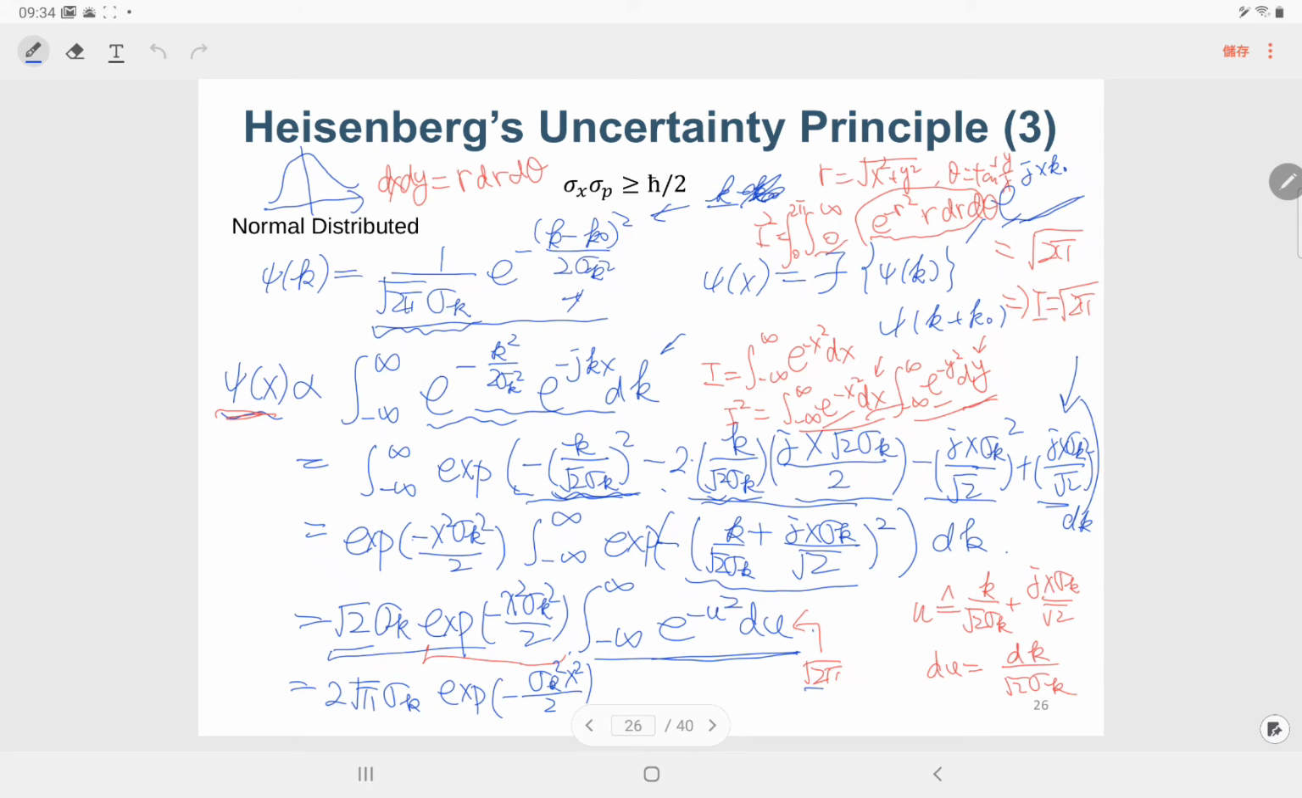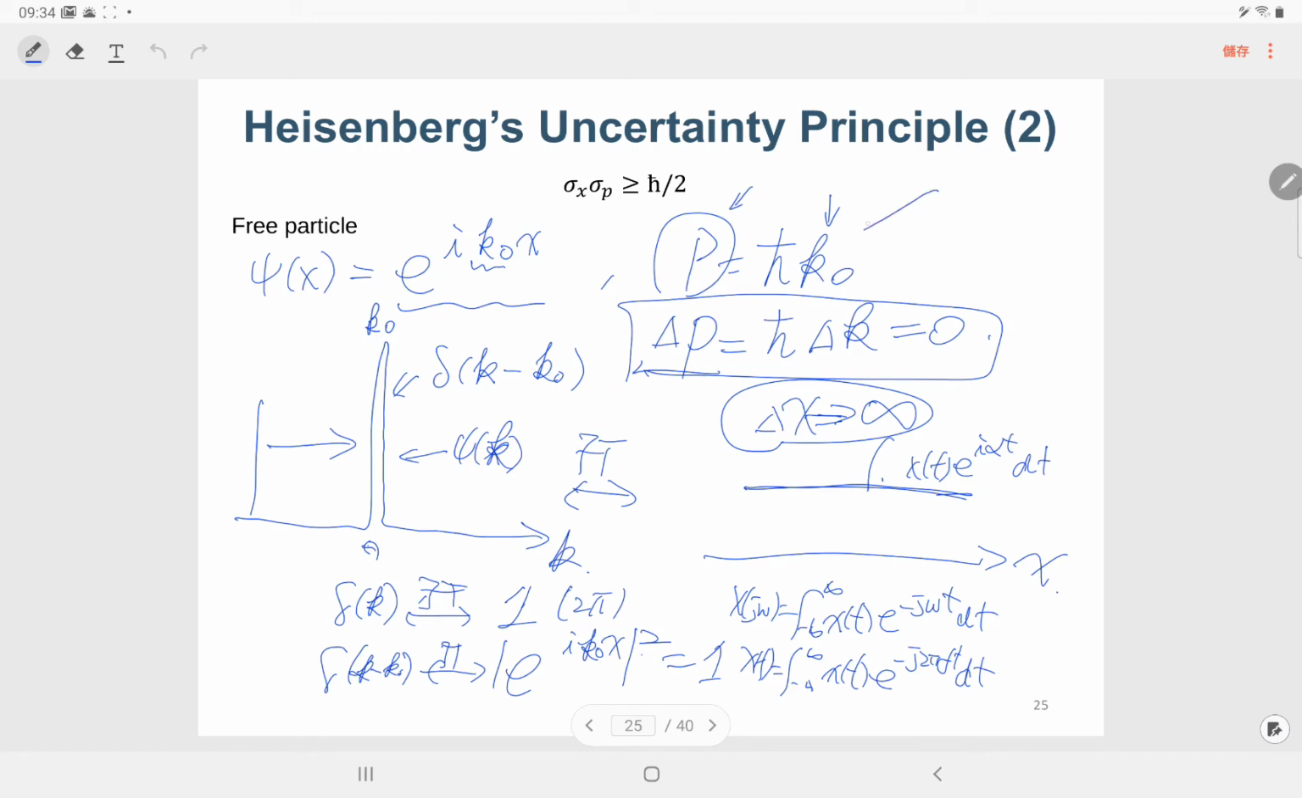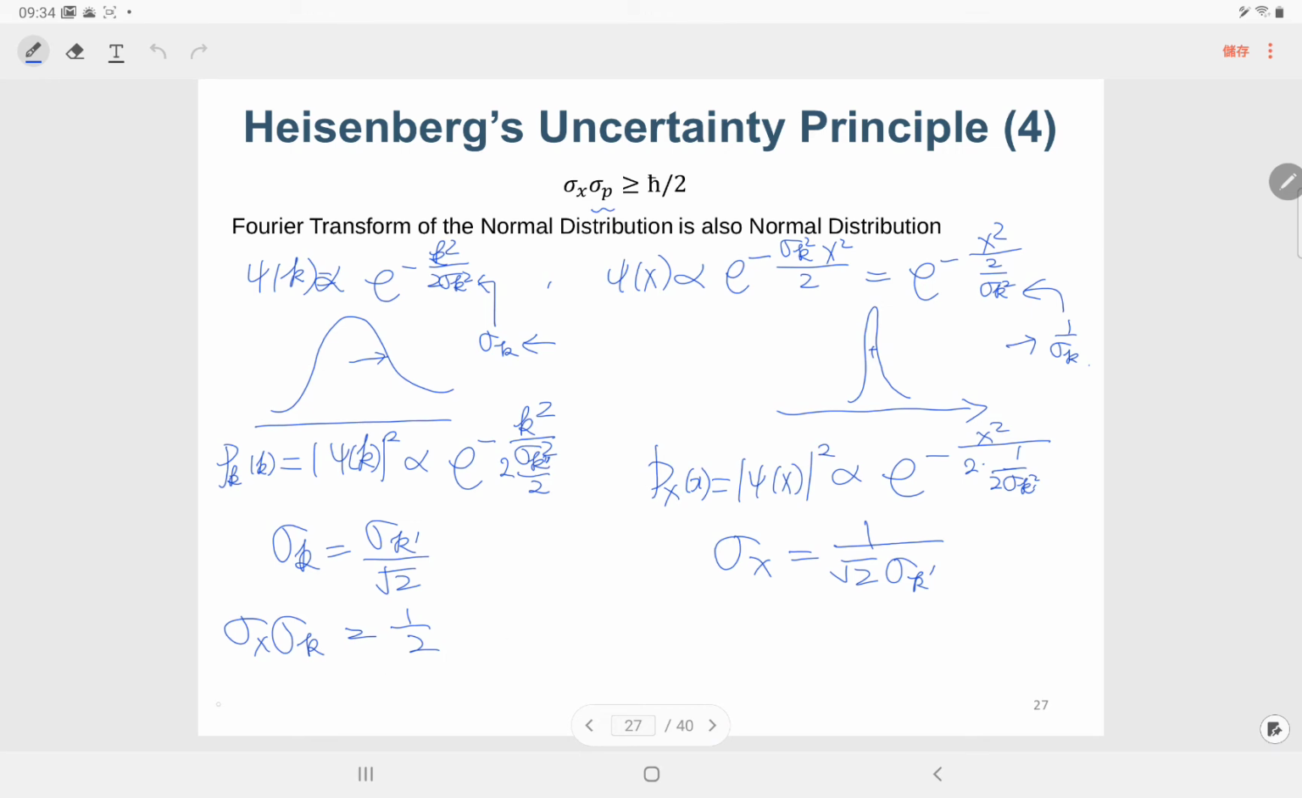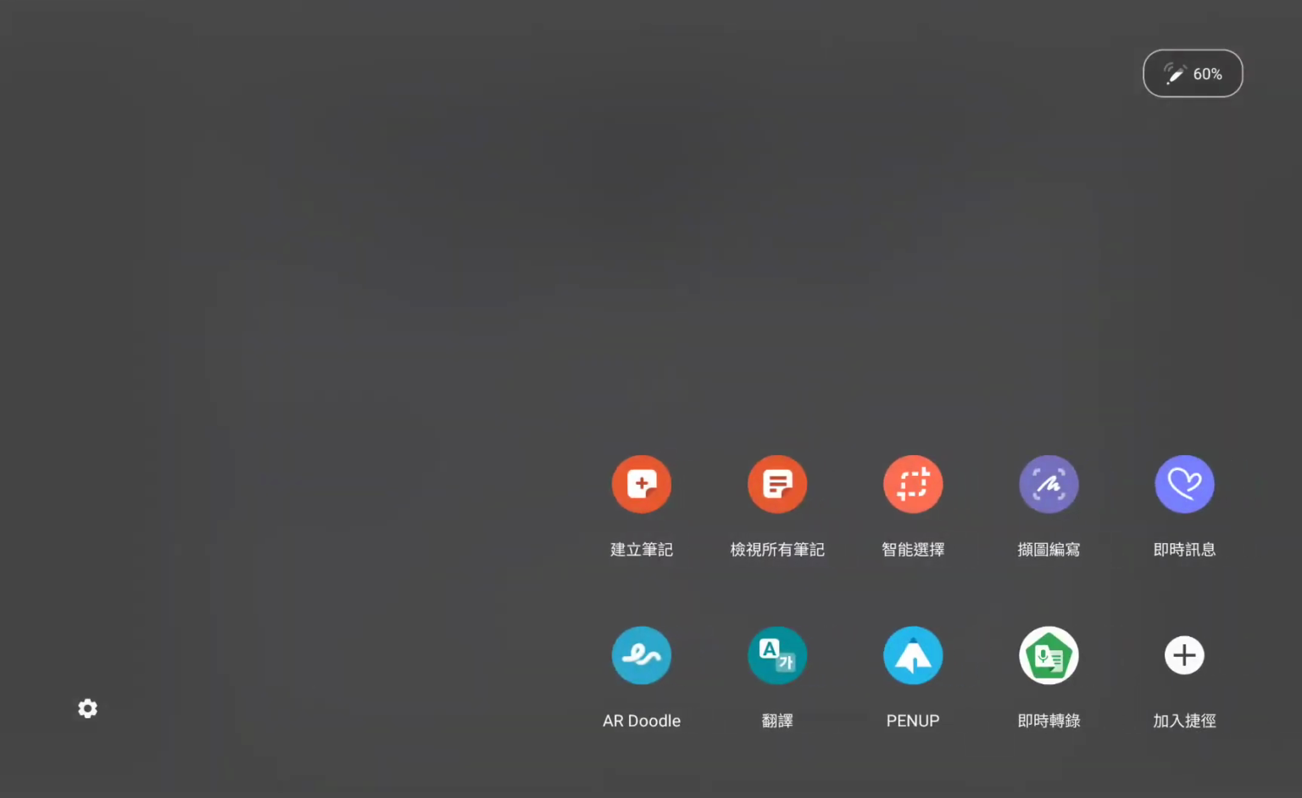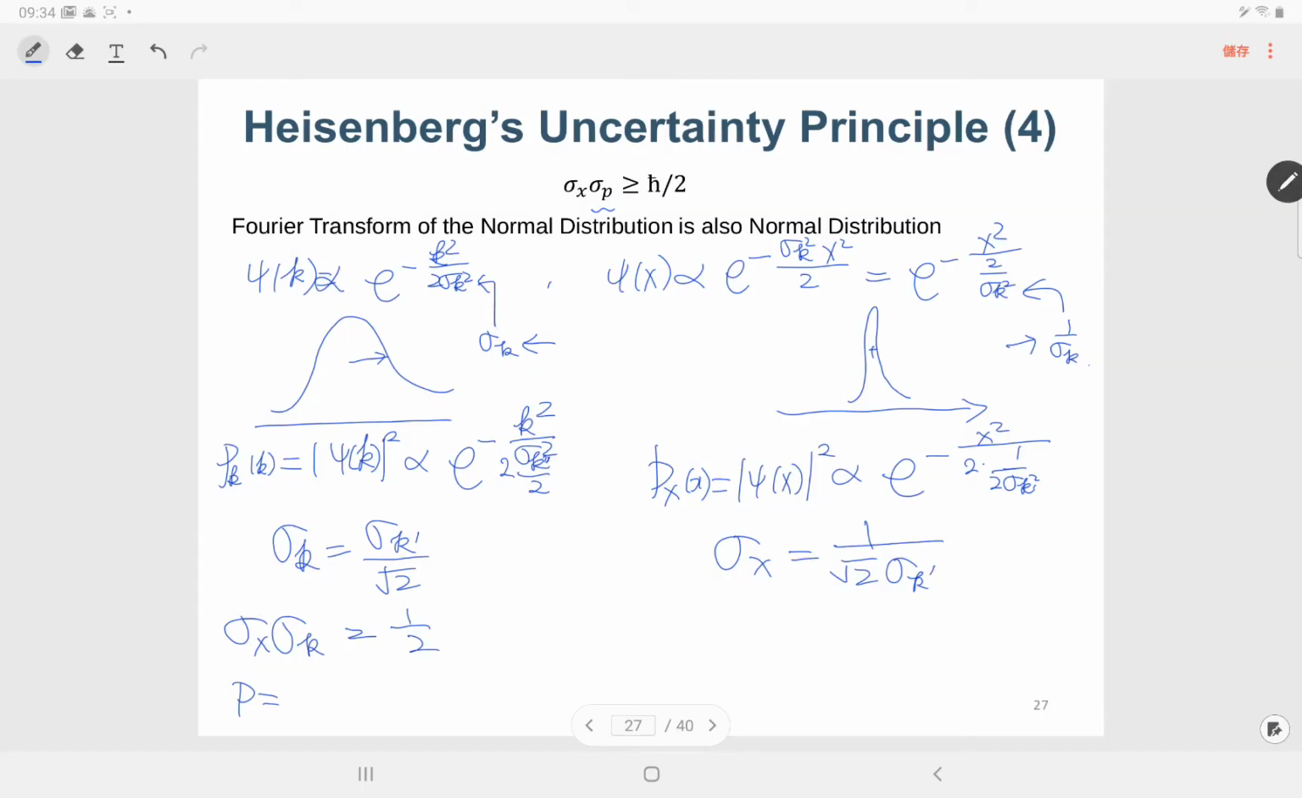But actually we know that we have this one: p equals h bar k, which means that sigma p equals h bar sigma k.